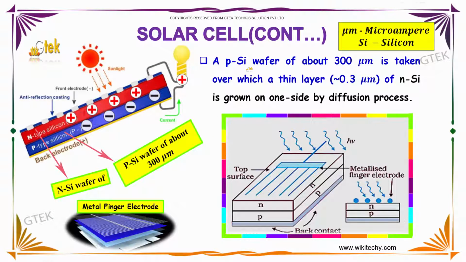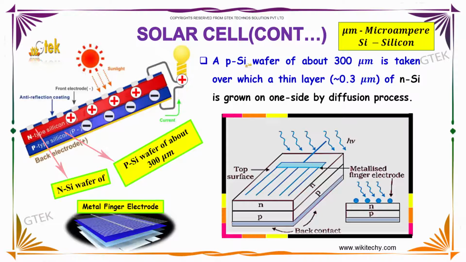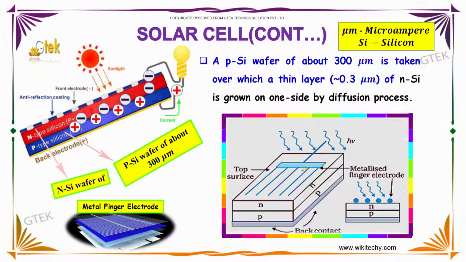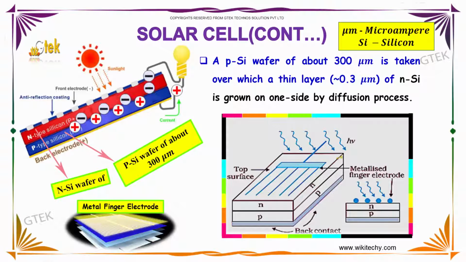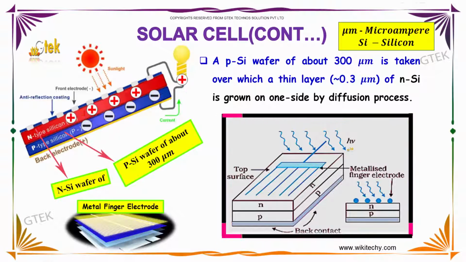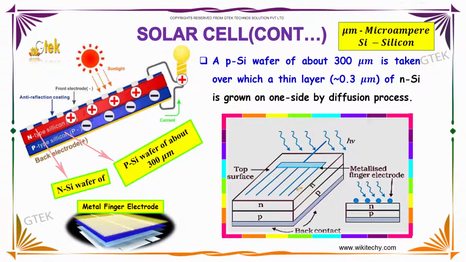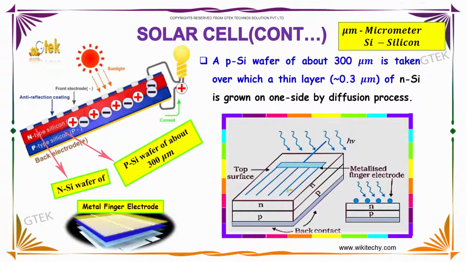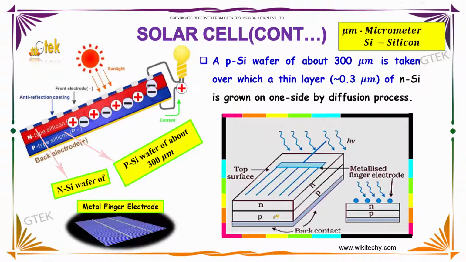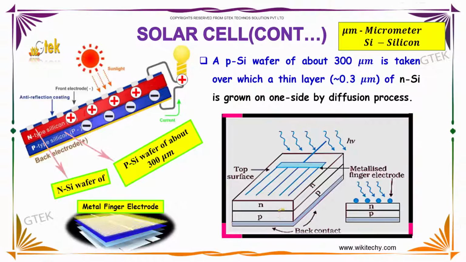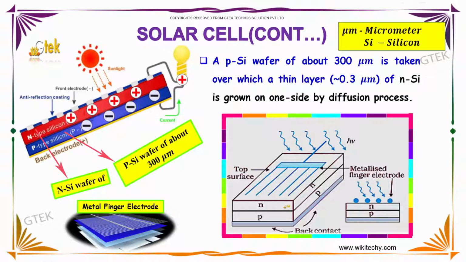A P-type silicon wafer of about 300 micrometer is taken, over which a thin layer of N silicon is grown on one side by diffusion process.